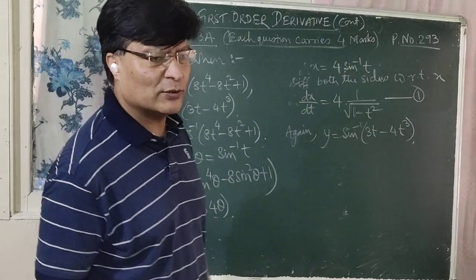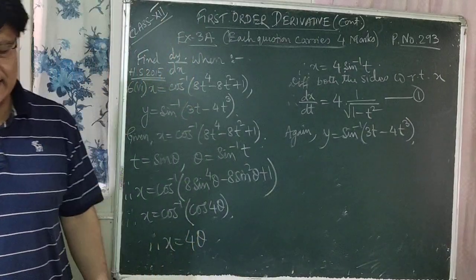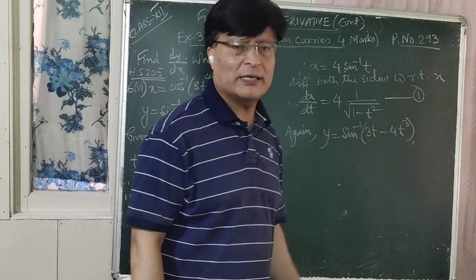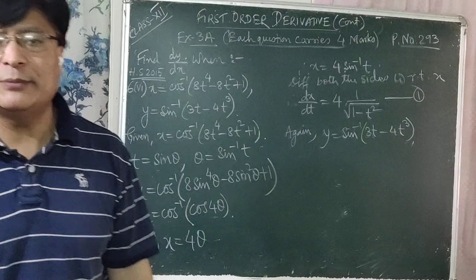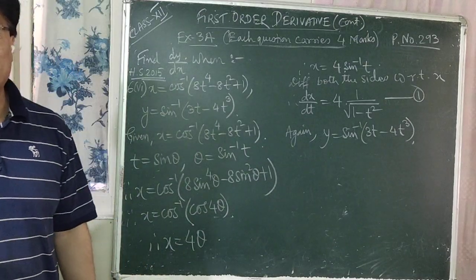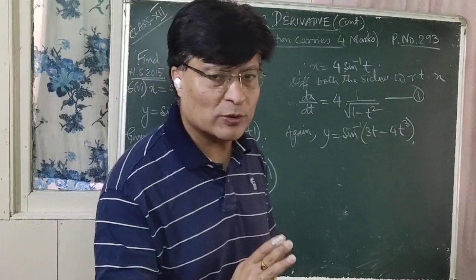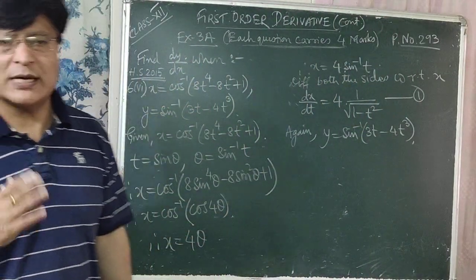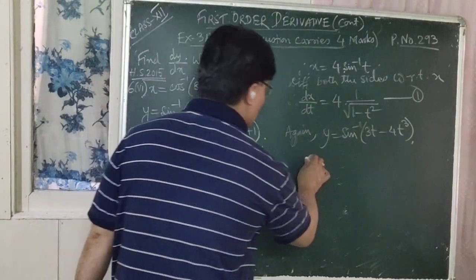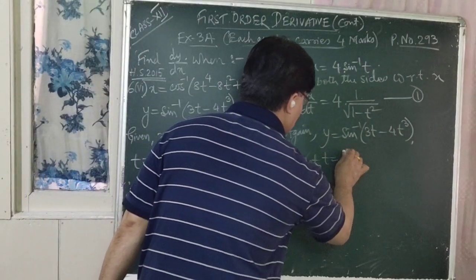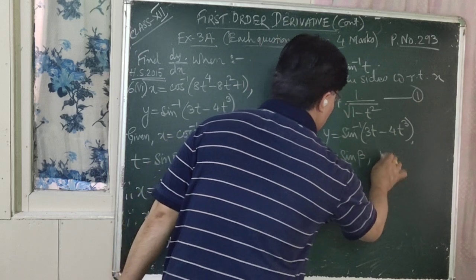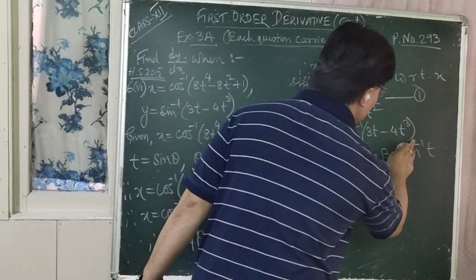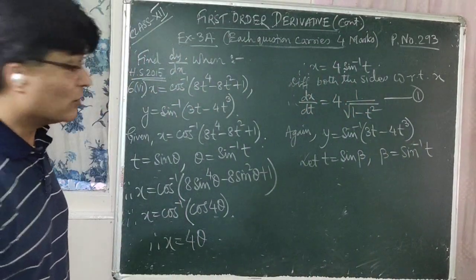Just put t is equal to sine beta here. Don't put theta, put sine beta, because you know 3 sine beta minus 4 sine cube beta is sine 3 beta. What is the formula for sine 3 theta? 3 sine theta minus 4 sine cube theta. So let t is equal to sine beta. What is the value of beta in this case? It is sine inverse t. Is that clear now? So we are putting t is equal to sine beta.